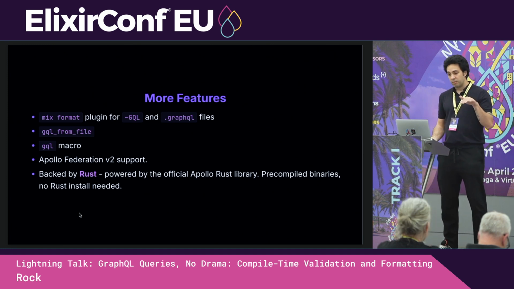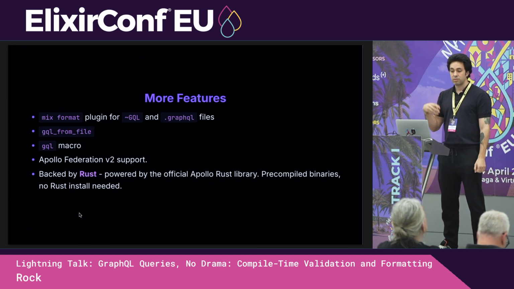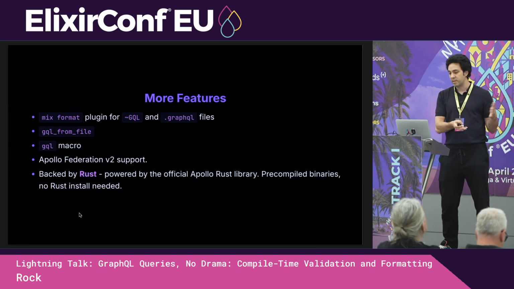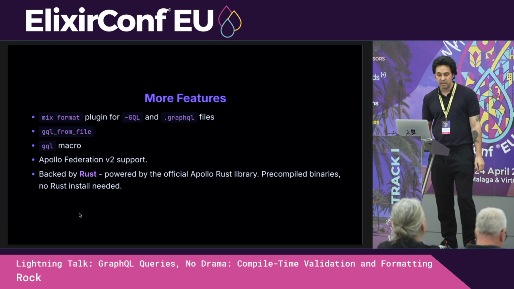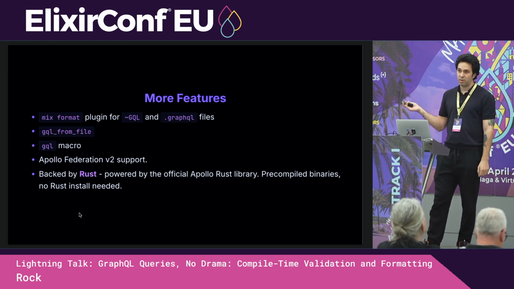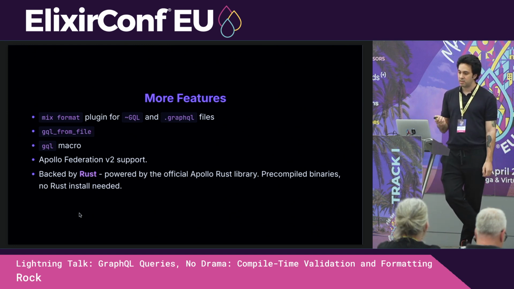A GQL macro, which is different because in the sigil you can't have dynamic things, but with the GQL macro you can, and it's great for testing. You can dynamically generate the queries for testing, for example. And support for federation, and it uses the Apollo official Rust library to have the latest version of GraphQL features.